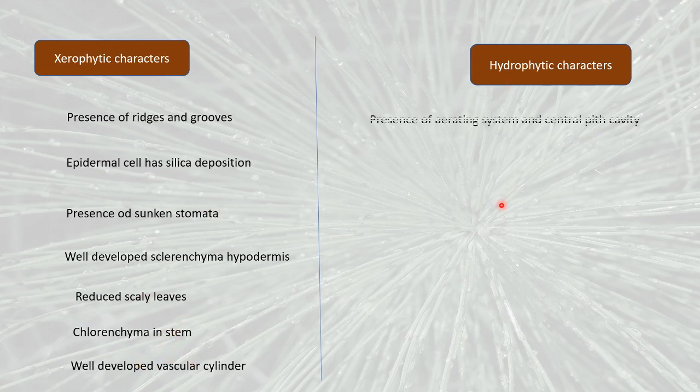And now let us look into hydrophytic characters. There is presence of aerating system and central pit cavity. So what is the aerating system? It is the presence of vallicular canal. There is vallicular canal present and central pit cavity present, which acts as aerating system. So hydrophytes, if you know, have a good aerating system, right, since they are present inside the water.